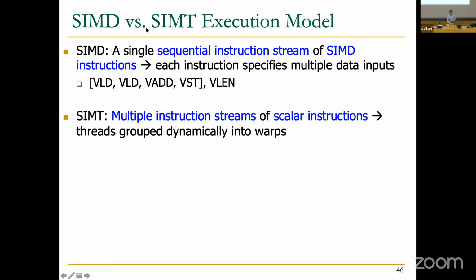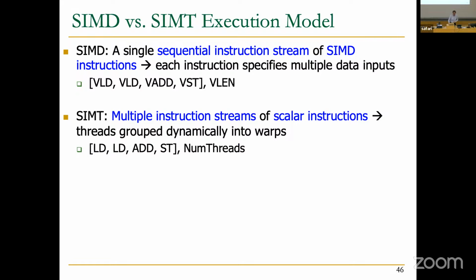Whereas SIMT is multiple instruction streams, multiple threads, in other words, of scalar instructions. So what you do is really sequential scalar programming. You don't need to think about a vector length. You just say, this is the code I want to execute on a single element. And if I happen to execute this code on 1,000,000 elements, that's great. I'll specify the size of that block and execute this code on those 1,000,000 elements. I don't need to deal with vector length. I don't need to deal with vector mask. The GPU will do that automatically.